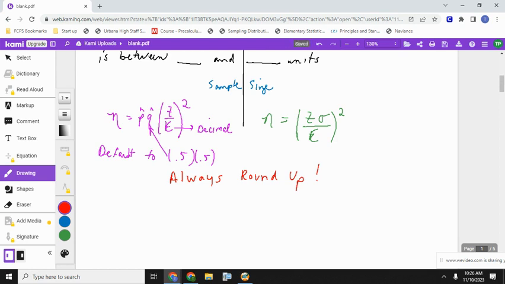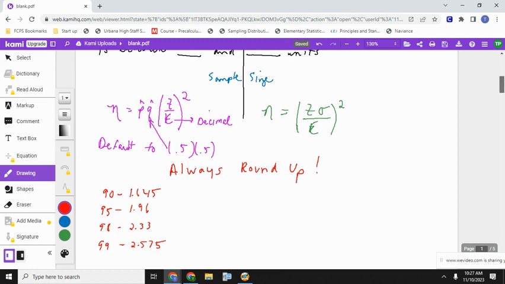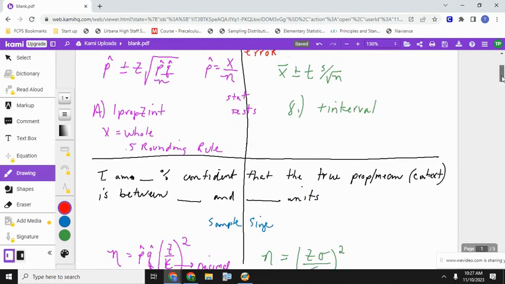Okay. My suggestion to you is that for the z's, I would write them down. I would say 90 is 1.645, 95 is 1.96, 98 sometimes we use is 2.33, and 99 is 2.575. That is used here, here, and up in the formula up here for proportions. So those are your most common ones, but you're always allowed to have your Z and T chart with you.